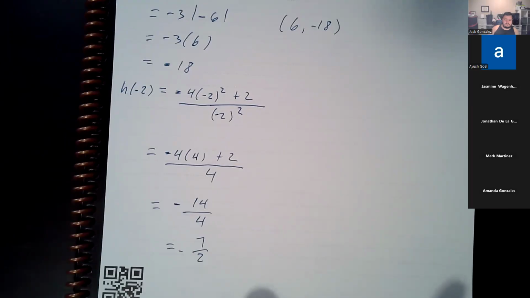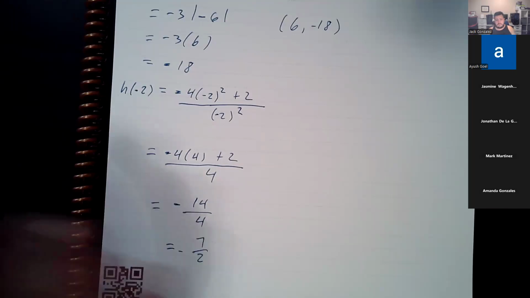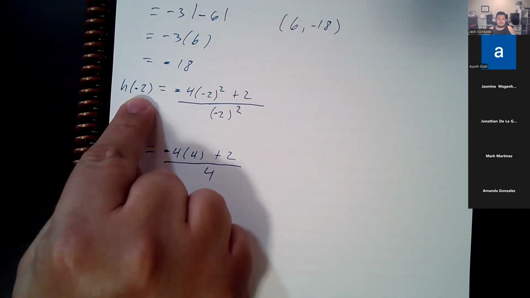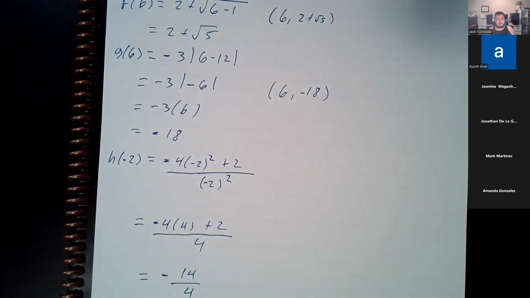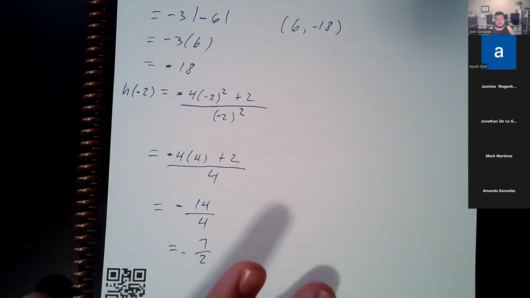Yeah, that's as good as it's going to get. Any questions on the idea? The note. This is basically testing or trying to teach you the notation. Like, do you know what this means? H of negative 2, G of 6. The rest is just algebra, right?